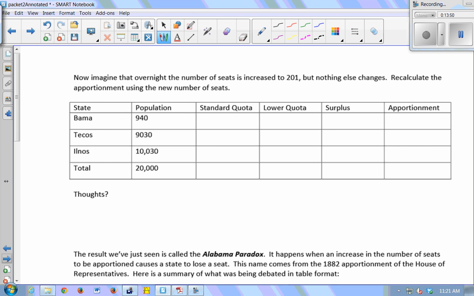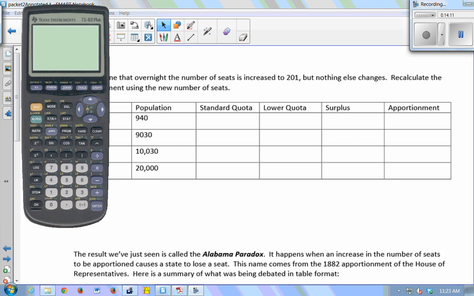Okay, now imagine, overnight, the number of seats increased to 201. But nothing else changes. The populations all stay the same, but I change the number of seats to 201. Take 5 or 6 minutes, recalculate the apportionment using 201 seats.